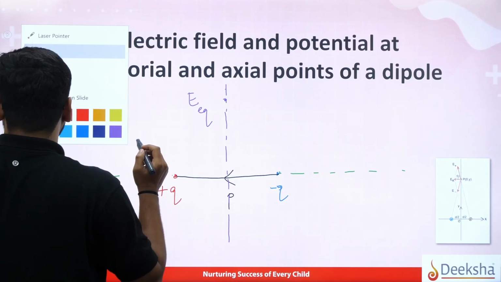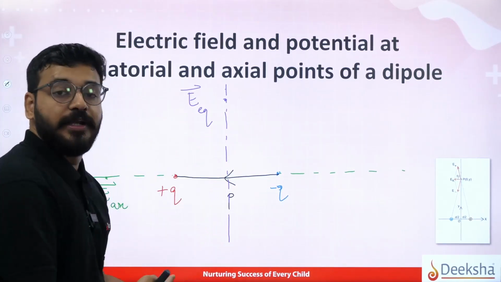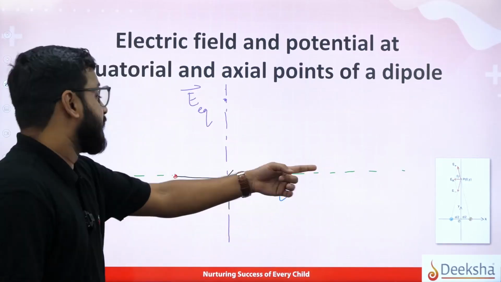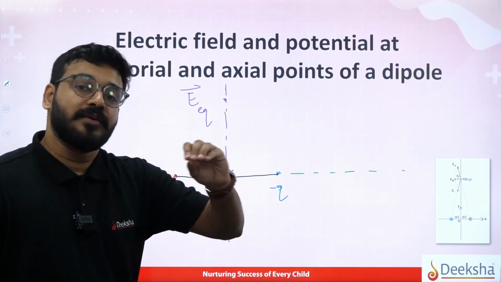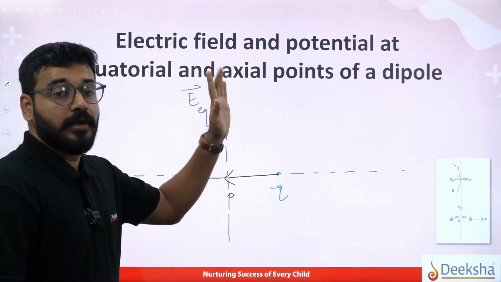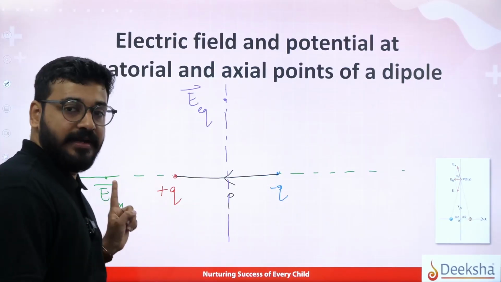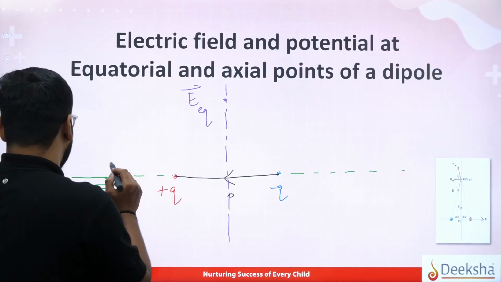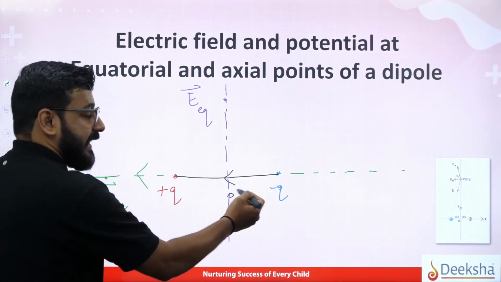Okay, so this is the setup of electric field due to a dipole. The electric field of a dipole can be found in two different locations: this is the axial line and this is the equatorial line. Now we have to see what the net electric field is along the axial line and along the equatorial line. First of all, the net electric field on the axial line is towards the positive side, in the direction of P.